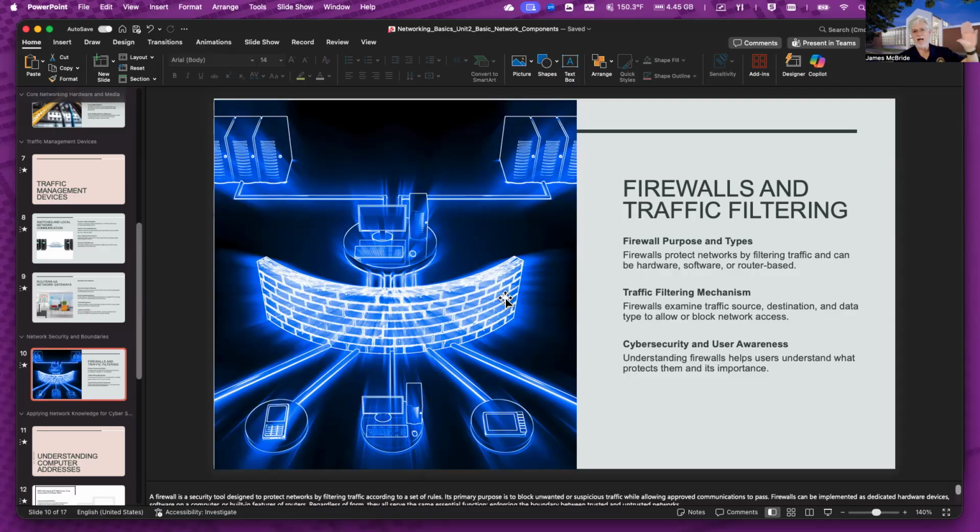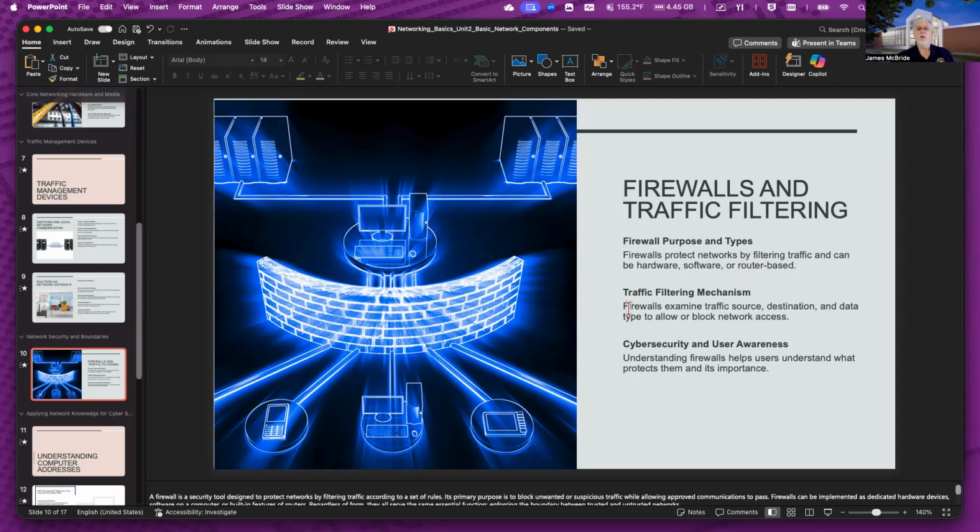It's a very, very great visionary term to use for what this thing does. It keeps the madness of the internet from getting into your system. That's what firewalls do. They protect networks by filtering traffic. It can be a hardware firewall or a software firewall. And yes, there are some routers that have some firewall features. And technically speaking, a router is a firewall. It's just not as advanced as the newer stuff.